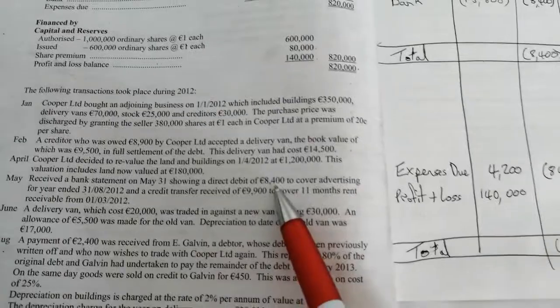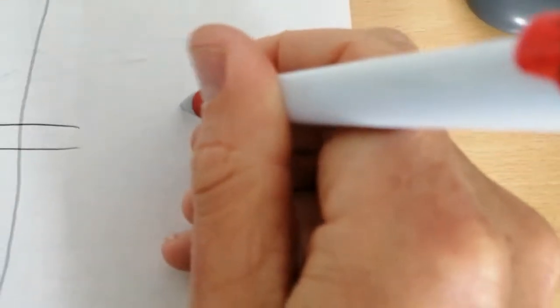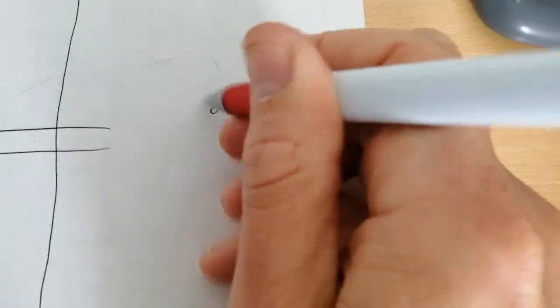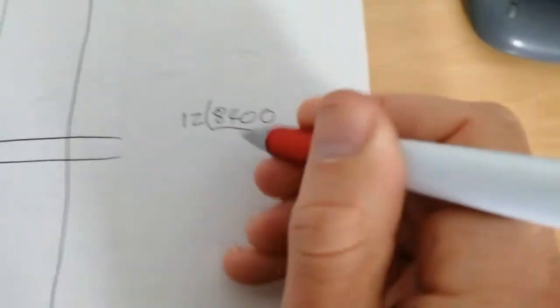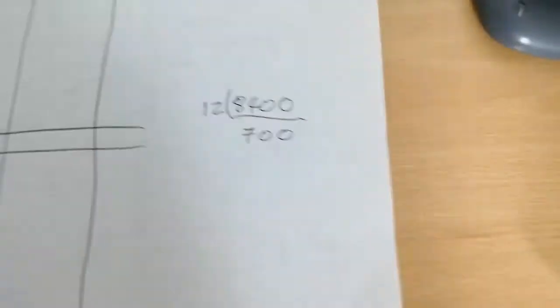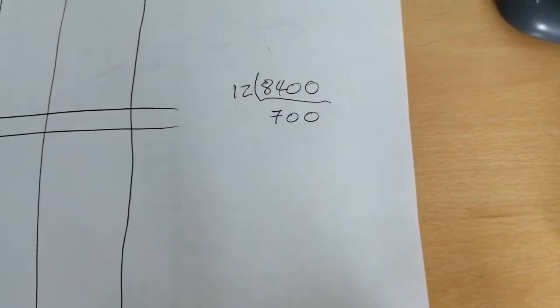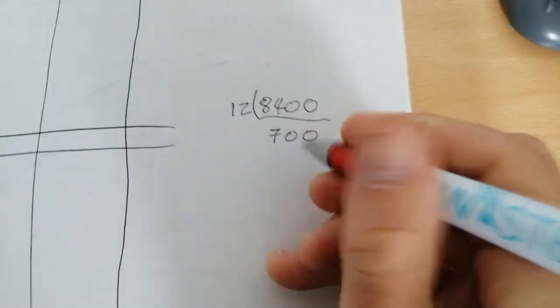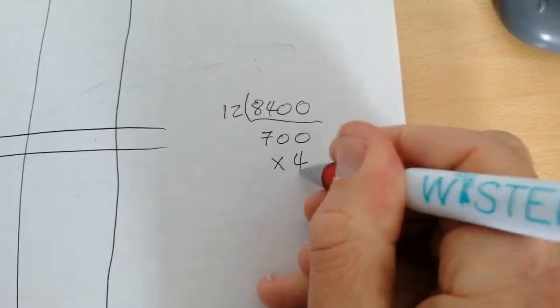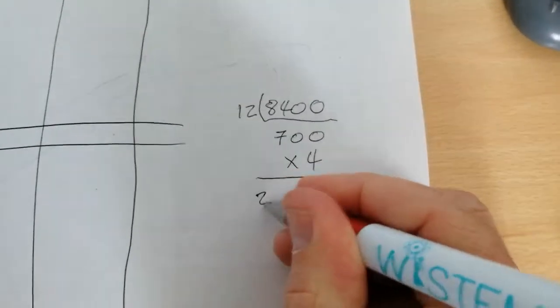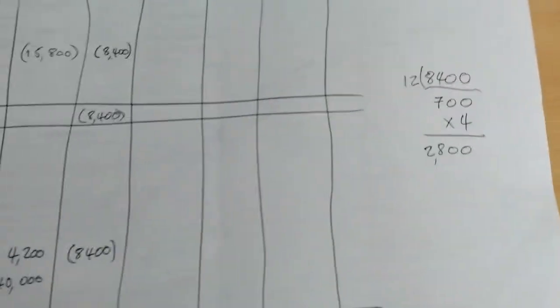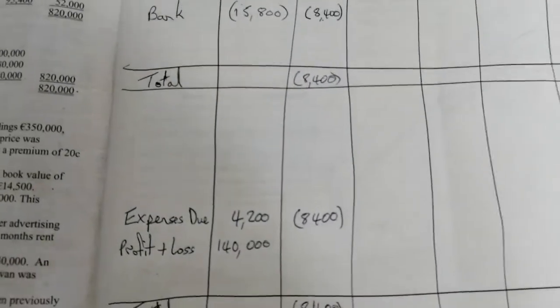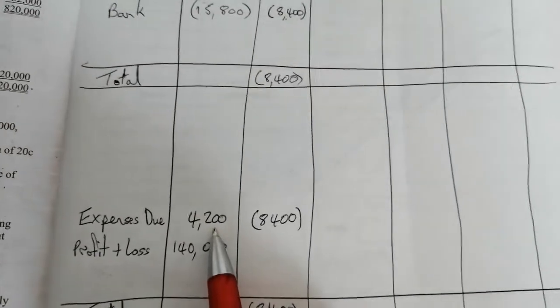So direct debit of 8,400 for a year. So if I just do that over here, 8,400 is for a year. If I divide that by 12, sevens are 84, isn't it? That means it's 700 per month is how much we pay in advertising. And if there were 4 months due at the start of the year, if I multiply that by 4, that's 2,800, the amount of advertising that we had already received but had not paid for at the start of the year.